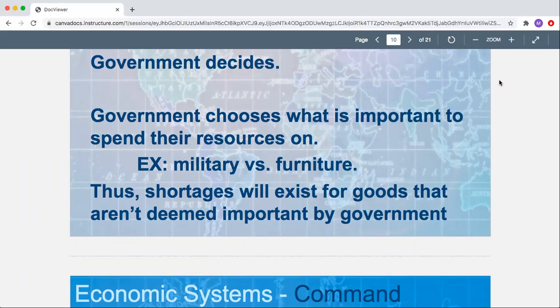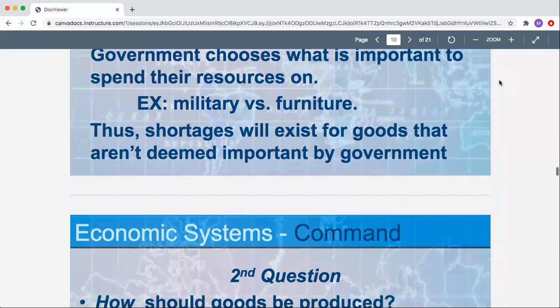So a shortage basically means there's not enough of something for what people want. So that means there's not enough of a product that people are wanting to buy. So if you think about that example with war, if they're making all of these military weapons or things that go along with helping the military versus furniture where they're not making furniture, then some people are not going to be able to buy it because there won't be enough because they're not making enough. So that's where shortages come into play.